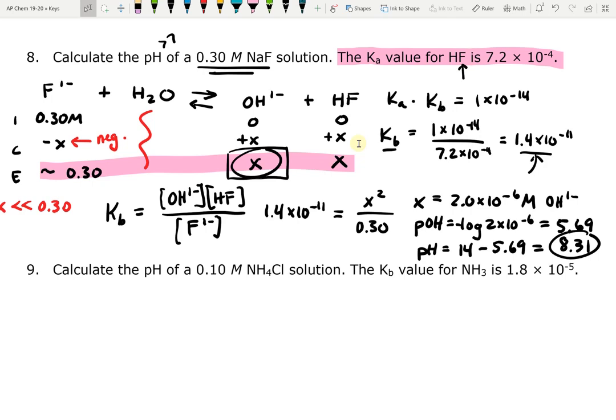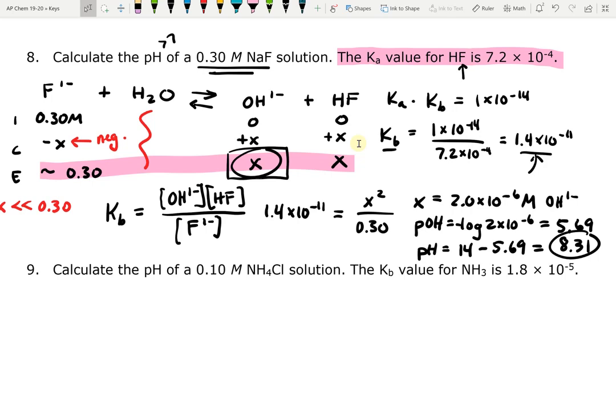It's telling us that this solution would contain more base particles than acid particles, and that's the case because we have an active base in fluoride, but we lack an active acid because sodium is a spectator, it's a neutral ion in solution, and so the only one contributing to pH in this case is the fluoride ion, which is acting as a base, and we see its pH comes in at 8.31.